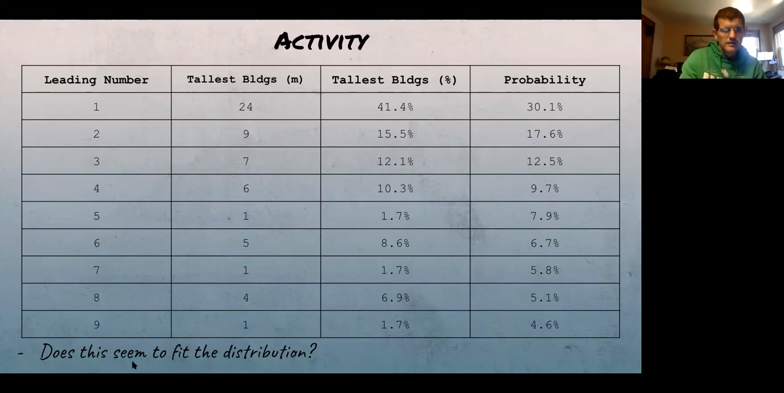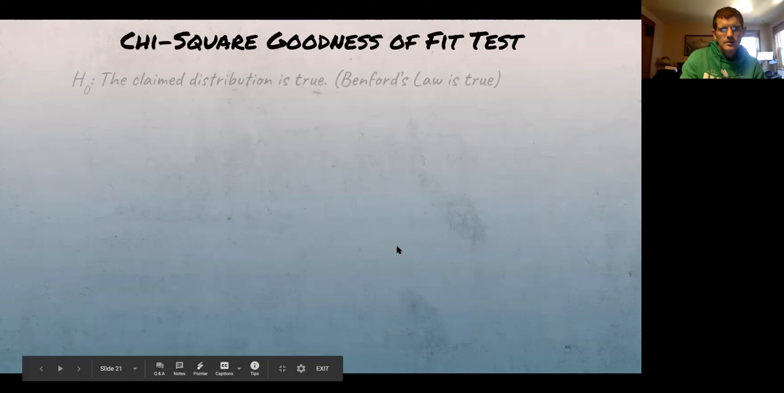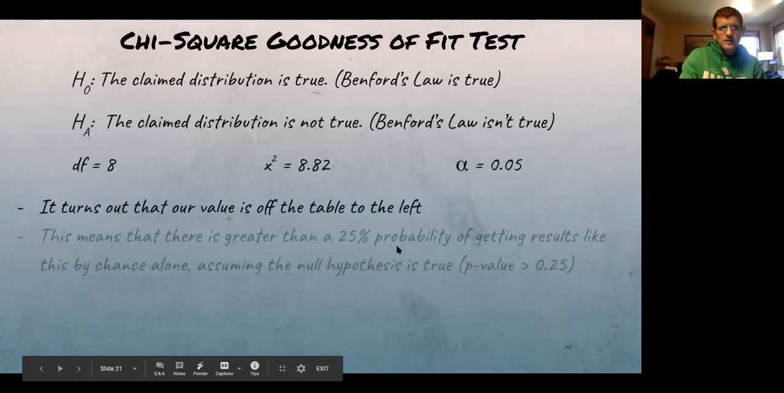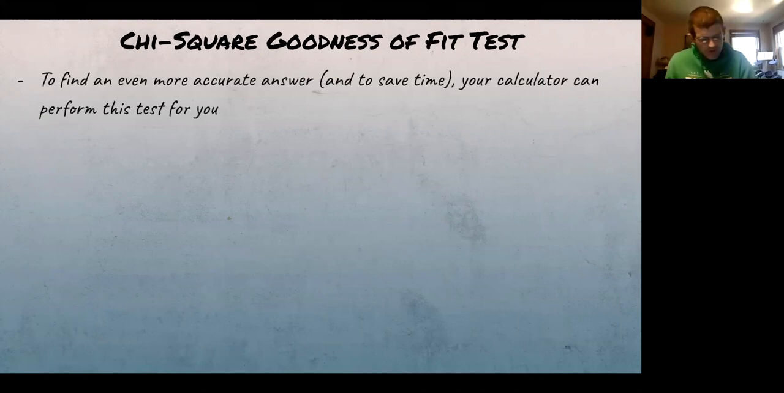Okay. And let's see, we got past that. So now we can do this in a more efficient way. We can save time. We can get a better answer rather than just saying our p-value is greater than 0.25. We can figure out exactly what it is using our calculator.